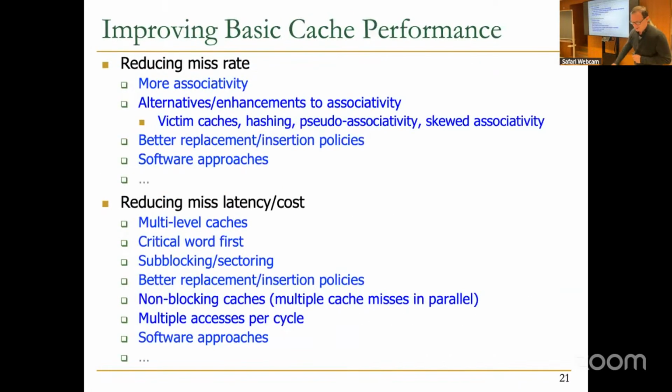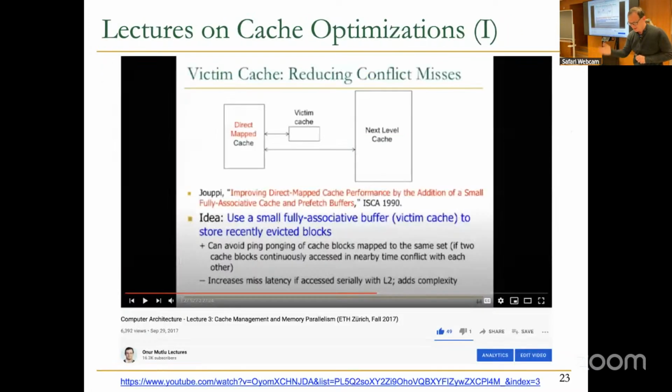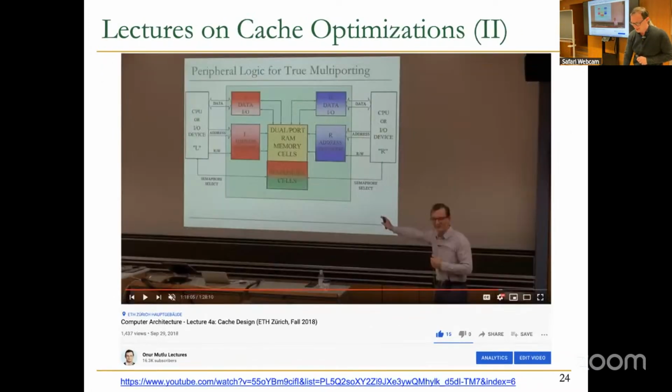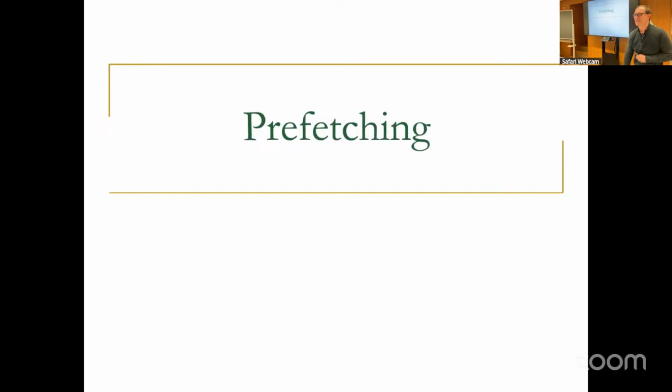OK. So there are a lot of ideas, again, some of which we cover in other courses, including DDCA. If you're interested, you can look at DDCA. But there are also other courses that we have on cache optimizations. I'm not going to do that, unless you really want to do that. But I'm going to jump to prefetching. Make sense? Caching is an area that there's been a lot of work on. At some point, the International Symposium on Computer Architecture was called the International Symposium on Cache Architecture. There were so many papers on caches.